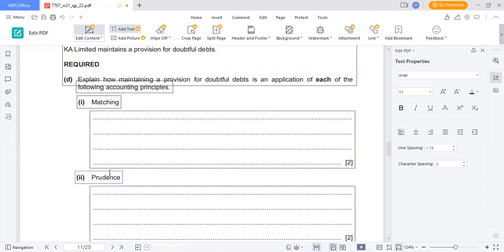As prudence states that income and profit should not be overstated, and expenses, liabilities, or losses should not be understated.